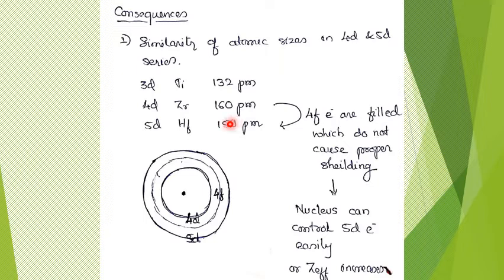And this is exactly the shielding effect, and how the 4f causes improper shielding. Same thing, right? And this is the important reason for the similarity in size between zirconium and hafnium. This is the first consequence. Usually this will be taken as the important consequence of lanthanoid contraction.